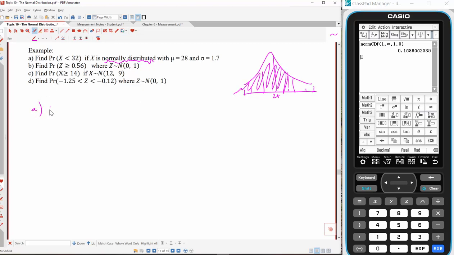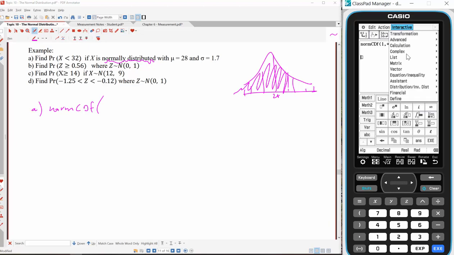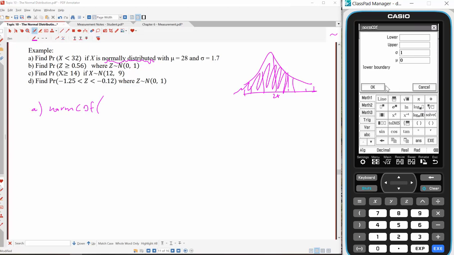Okay, so for A, we're going to use norm CDF to get it to add all those probabilities together under the curve. It basically just integrates the function. At the back end, that's all it's doing. Okay, so we'll go interactive, distribution continuous, norm CDF. Our lower is negative infinity. Our upper is 32 with a standard deviation of 1.7 and a mean of 28.